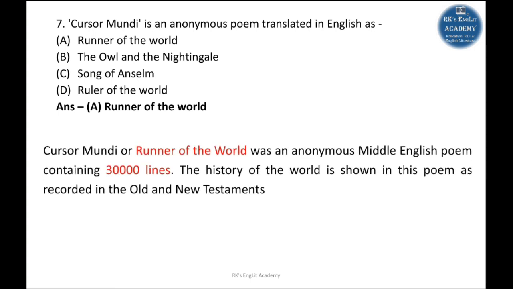Cursa Mundi or Runner of the World was an anonymous Middle English poem containing 30,000 lines. The history of the world is shown in this poem as recorded in the Old and New Testaments.